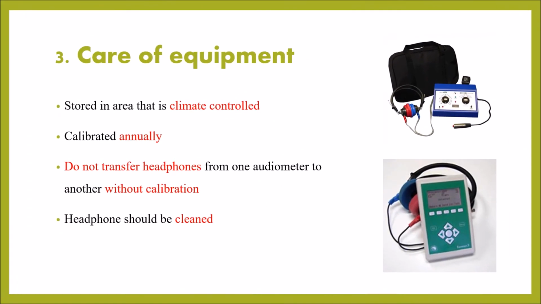Now we come to the care of equipment. The equipment used in PTS screening is basically the audiometer and headphones. These equipments need to be stored in an area that is climate controlled and calibrated annually to ensure the accuracy of the results. Headphones should not be transferred from one audiometer to another without calibration, and they should be cleaned from time to time.